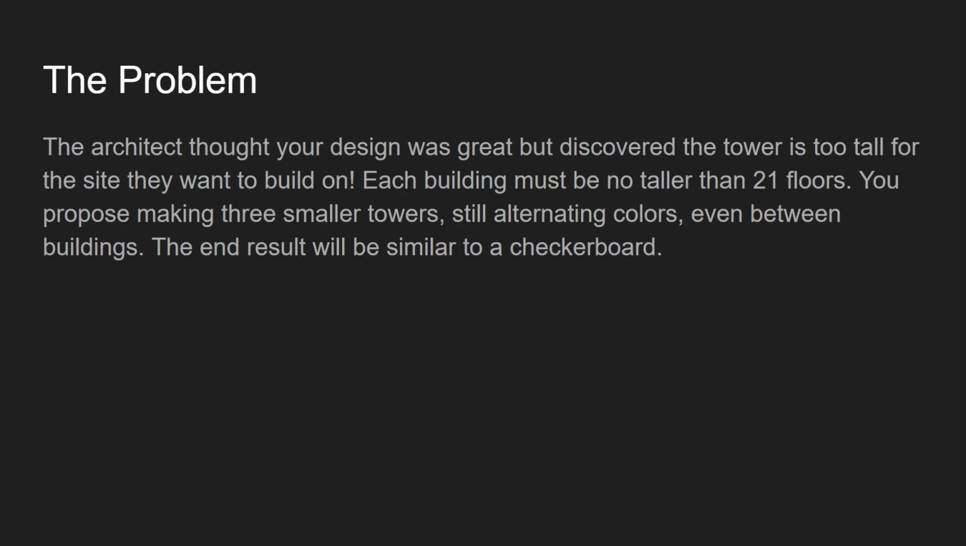Part 2. Our problem here is that the architect thought your design was great, but discovered the tower was too tall for the site they want to build on. Each building must be no taller than 21 floors. You propose making 3 smaller towers, still alternating in colors, even between the buildings. The end result will be similar to a checkerboard.